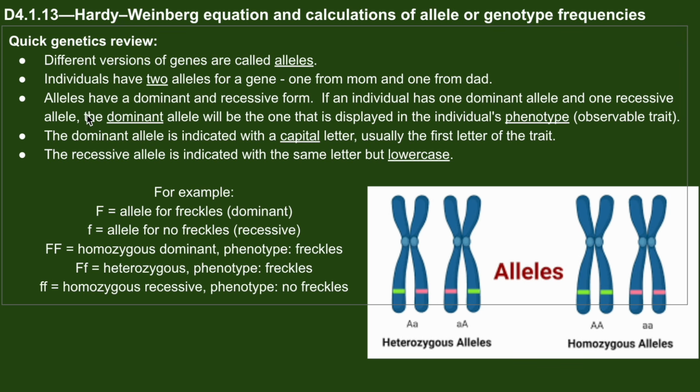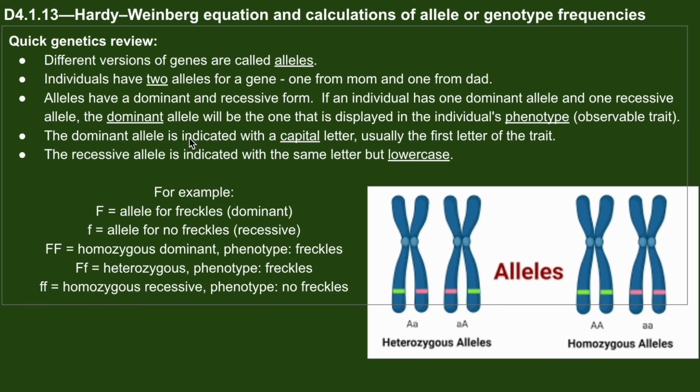Alleles have a dominant and a recessive form. If an individual has one dominant allele and one recessive allele, it's the dominant allele that will be the one that is displayed in the individual's phenotype. The phenotype, just like the word physical starts with PH, is going to be the physical observable trait.